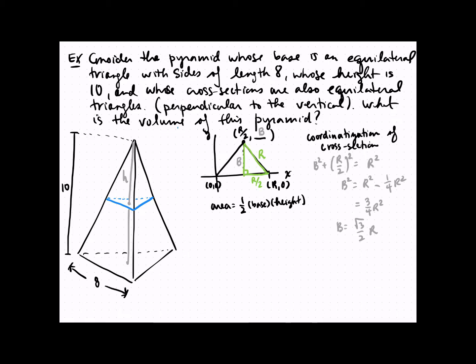That tells me, coming back to this area formula, area is 1/2 the base, which is r, times the height, which is root 3 over 2 r. And so I get root 3 over 4 r squared. I'm going to call that my area formula for the area of a slice based on the length of the side of the slice. Now, remember, we're going to be looking for the area in terms of a height, where we slice. So we're going to have to look for that next.